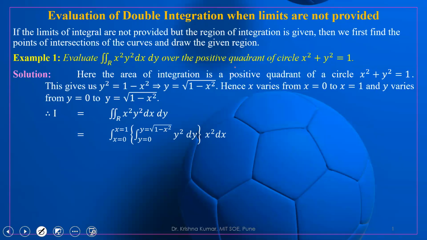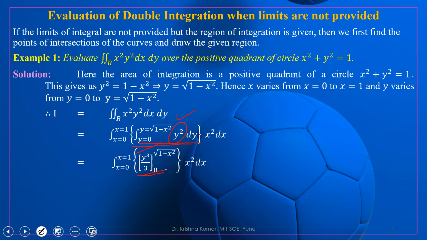Okay, and now just look here. This is the limit for y. So what we will do? We will first integrate with respect to y. This is the limit for y equal to 0 to y is equal to root of 1 minus x square. So what is the integration of y square? It is y cube by 3 under the limit 0 to root 1 minus x square. And we write x square dx as it is.